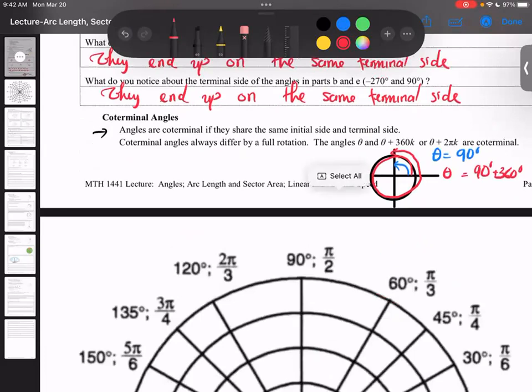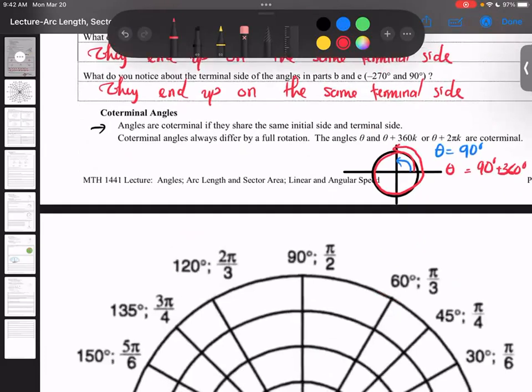So from the picture, I can conclude that 90 degrees is the same thing as 90 degrees plus 360. Let me use radians so you get used to it: 2 pi times k. 2 pi is the same thing as 360 degrees. K is an integer, 1, 2, 3, 4, 5, the number of times you go around the circle, where k is the set of integers.